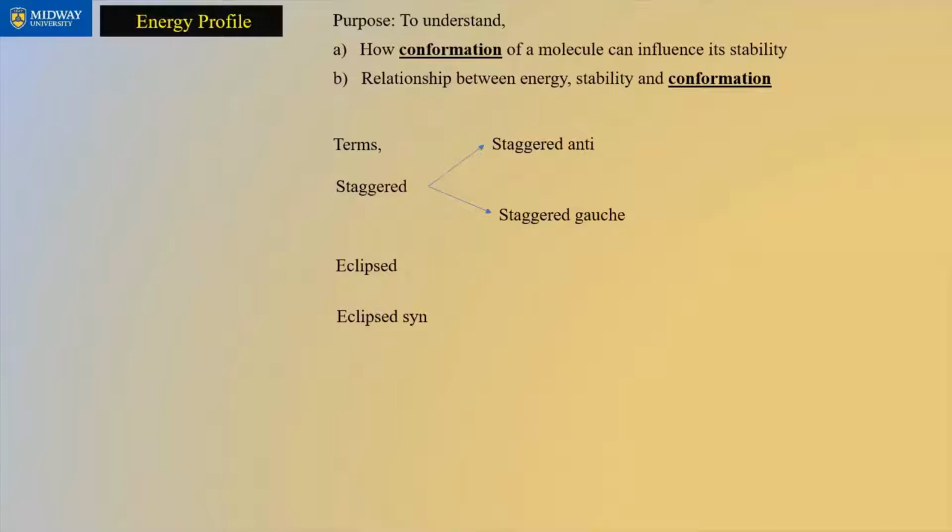I don't want to go further at all, but all I can tell you is, generally speaking, staggered conformations are more stable than the eclipsed variants, and within the staggered, anti is the most stable, followed by staggered gauche. Within the staggered gauche, there could be multiple variants, which we will see, and then we have the eclipsed and eclipsed syn. But if you're just looking for the most extreme, then eclipsed syn is the least stable, and staggered anti is the most stable.